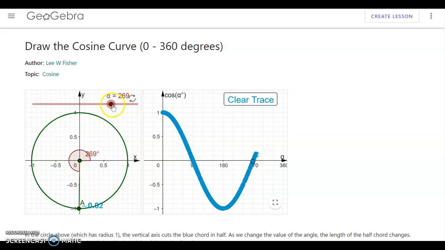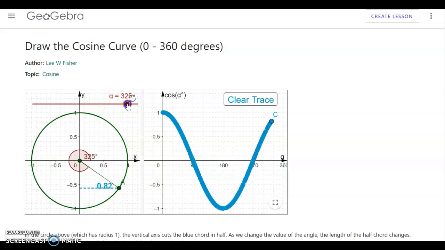We've got one more movement we can go till we get back to our starting point, moving all the way up to 360 degrees. When we hit 360 degrees, we are again sitting at 1 because we're back to our starting point, which was up here, and that's identical. So what we've got here is the period of our graph is 360 degrees. That's where it repeats itself.